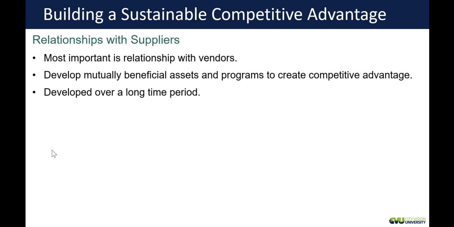A second great strategy for a sustainable competitive advantage, not just building good relationships with customers, is having a great relationship with your suppliers. Understanding who your most important vendors are and developing those relationships, understanding that and developing some sort of mutually beneficial program to create a competitive advantage. This does take a long time to do because you're building relationships, right? And these relationships don't happen overnight. So you want to develop these different ways to approach things and work with suppliers and vendors to create that.